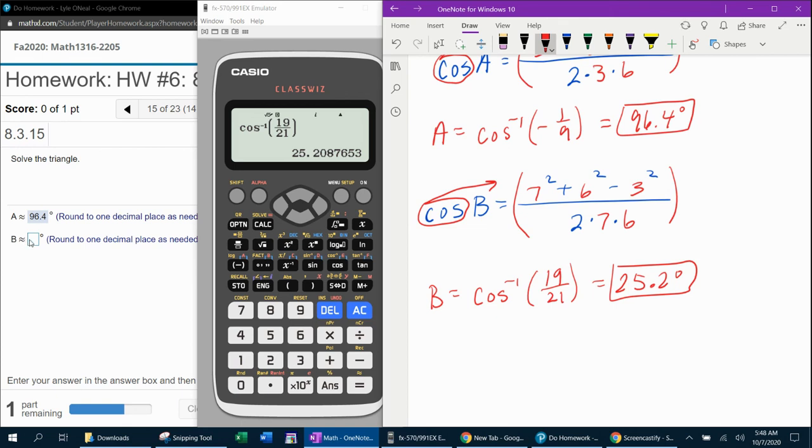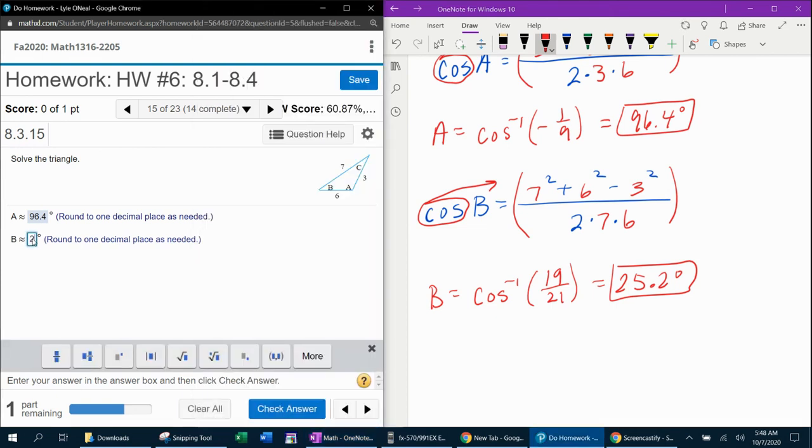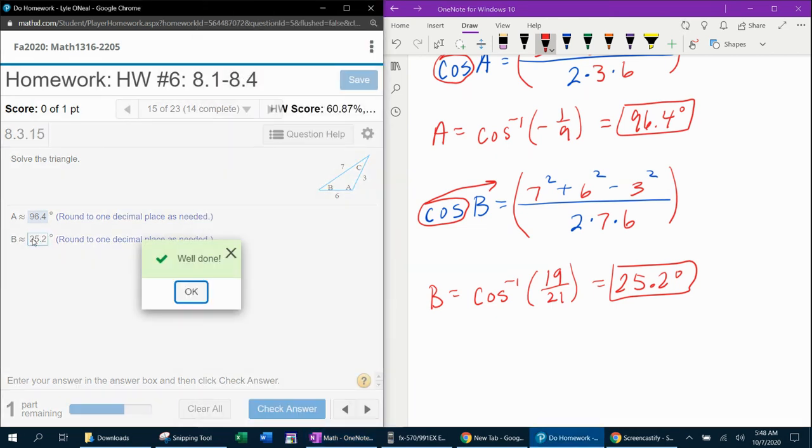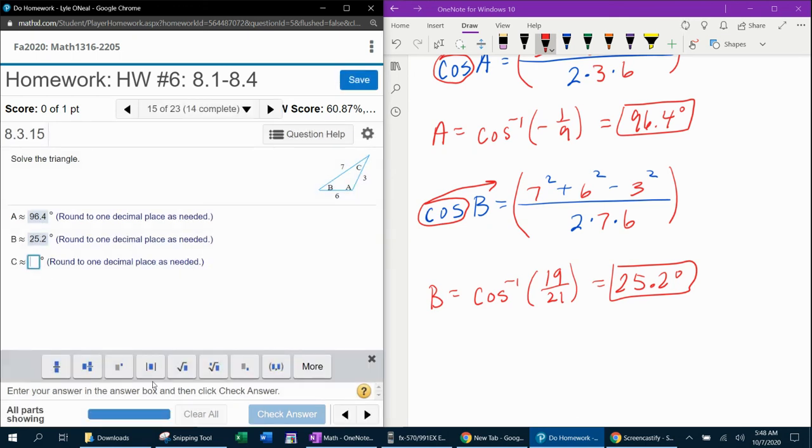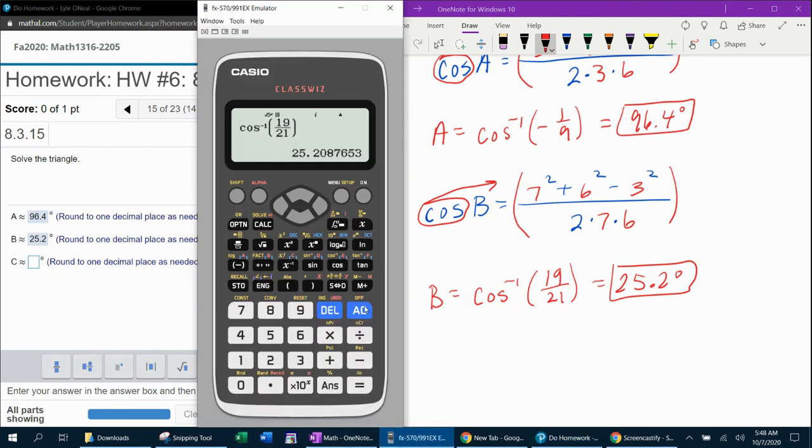And now let's see how we did. Yay! Now for the easy part. Remember that all three angles have to add up to make 180. And so all I have to do to find angle C is take 180 and subtract the other two angles. And as a decimal, 58.4.